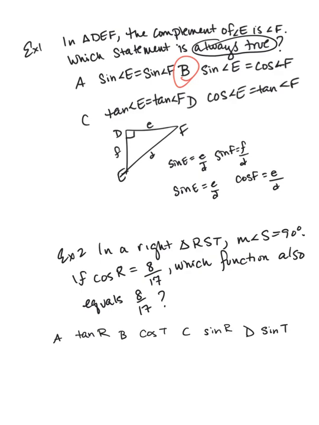Remember that since S is the right angle, R and T have to be complementary. Well, I said R and S at first, but I meant R and T are complementary. I just realized. So the cosine of R is the sine of T. There you go. Choice D.